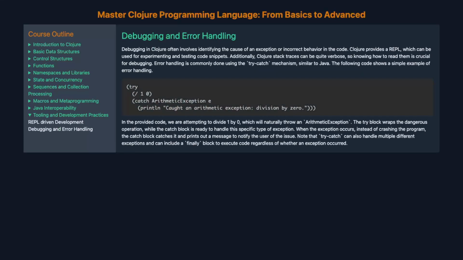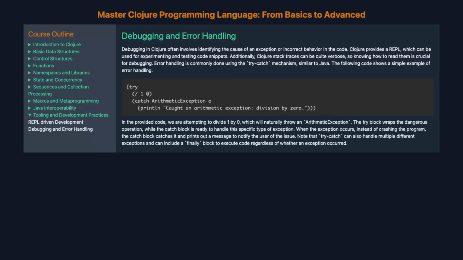Debugging and error handling. Debugging in Clojure often involves identifying the cause of an exception or incorrect behavior in the code. Clojure provides a REPL, which can be used for experimenting and testing code snippets. Additionally, Clojure stack traces can be quite verbose, so knowing how to read them is crucial for debugging. Error handling is commonly done using the try-catch mechanism, similar to Java. The following code shows a simple example of error handling.